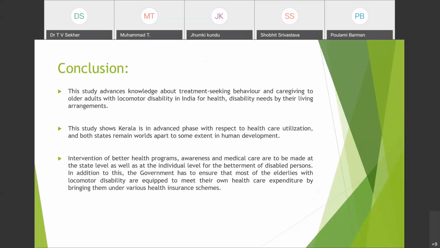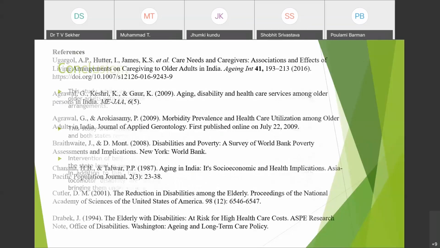But it has been substantiated that although Kerala is in an advanced stage of health transition compared to UP, still the state is somehow lagging behind to some extent in the process of healthcare utilization. These demand intervention of better health programs, medical care, and various health insurance schemes for the disabled elderly. Also, efforts are necessary to ensure that those older adults with locomotor disability who need care are not disadvantaged on account of their living arrangements. These are some references. Thank you.